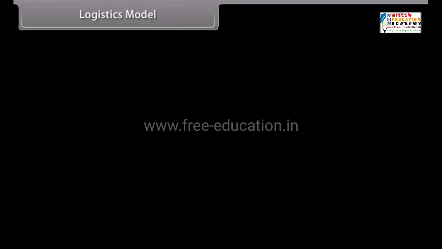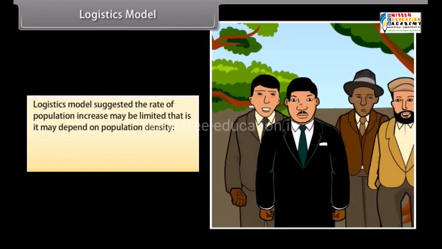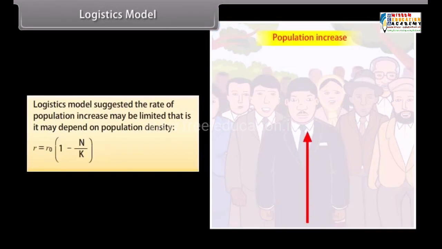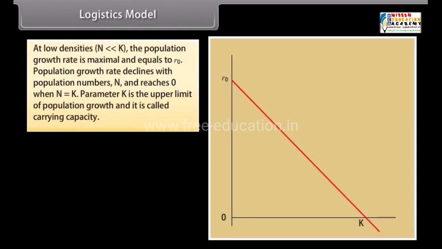Logistic model. The logistic model suggests the rate of population increase may be limited, that is, it may depend on population density. r equals r0 into 1 minus n by K. At low densities, that is, n is much less than K, the population growth rate is maximum and equals r0. Population growth rate declines with population numbers n, and reaches 0 when n equals K.